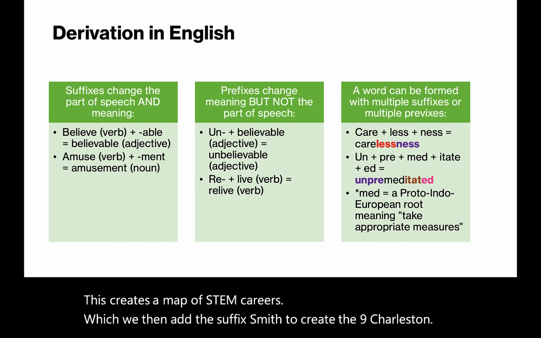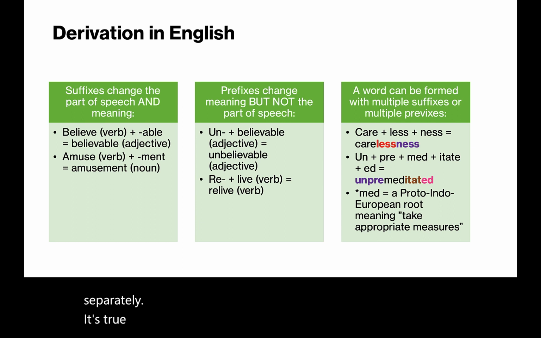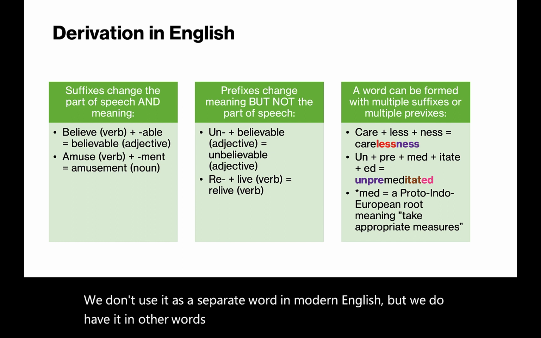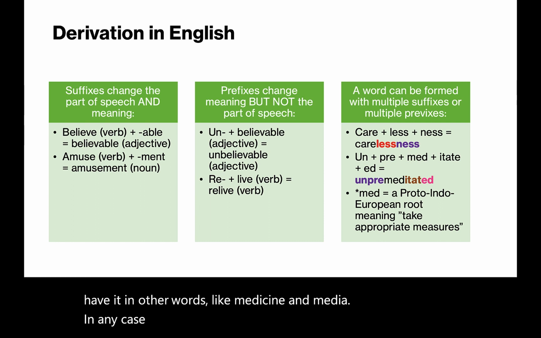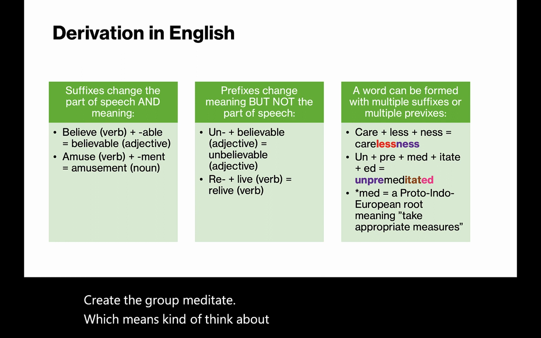The English word unpremeditated has two prefixes and two suffixes. Its root is the Proto-Indo-European root med, which meant take appropriate measures. We don't use it as a separate word in modern English, but we do have it in other words like medicine and mediator. In any case, the suffix itate added to this ancient root creates the verb meditate, which means kind of think about something in a focused way.